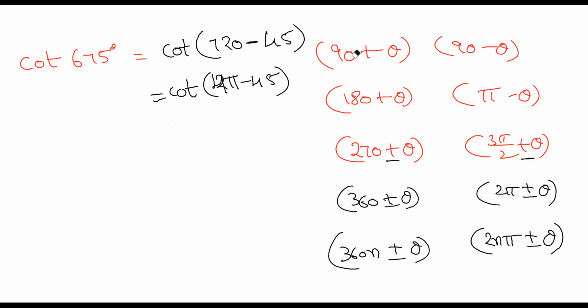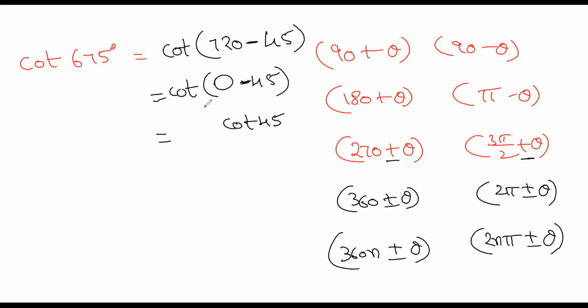It will be cot 45 itself, first of all, because it is 0 or 2 pi, it's the same. Now we have to check the sign of this trigonometric ratio, whether it is positive or negative. So cot of 4 pi minus 45, in which quadrant does it lie? 4 pi is nothing but 0, so directly you can write, it's the fourth quadrant.